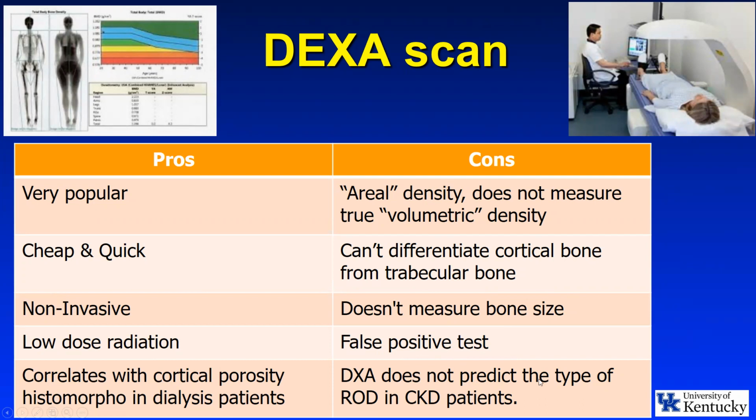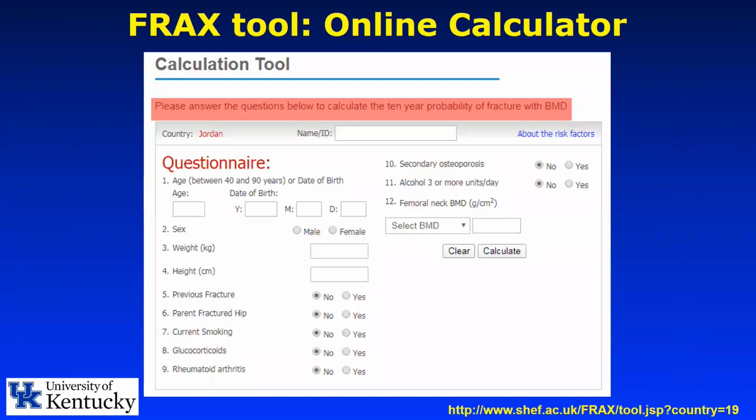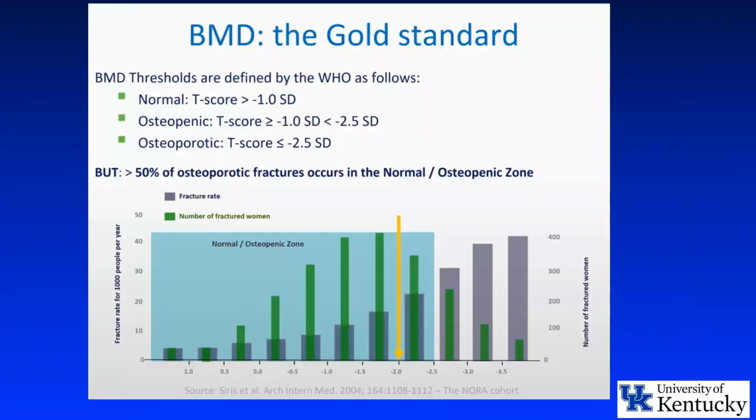And DEXA doesn't predict, of course, the type of ROD, so it doesn't tell you if the patient is losing bone because of high or low turnover bone disease. One of the most important things about DEXA is that you can use the FRAX score. You can use the BMD and the software that gives you a 10-year probability of fracture. So it's a good tool to predict fracture.